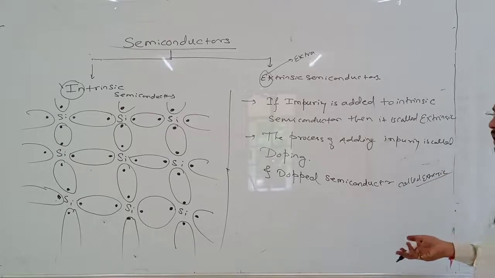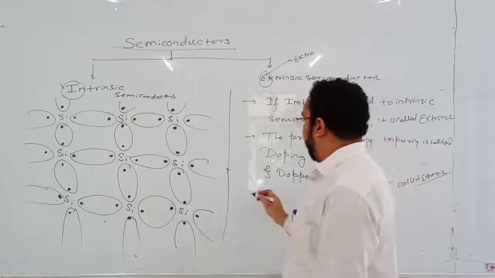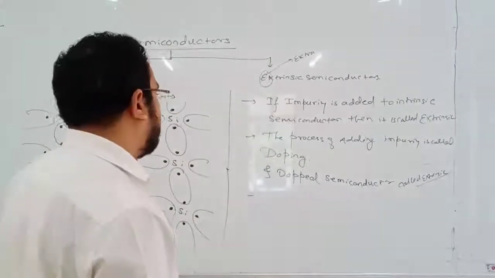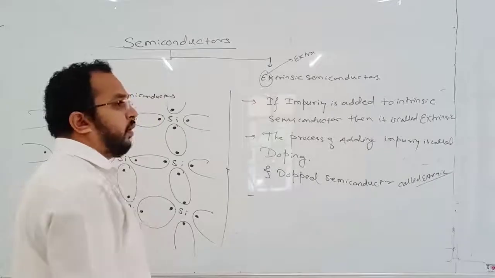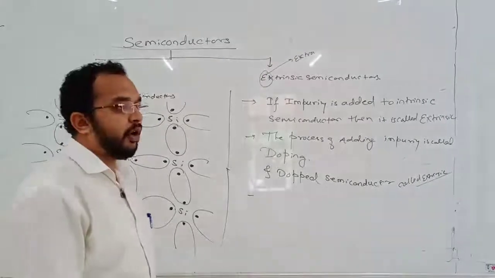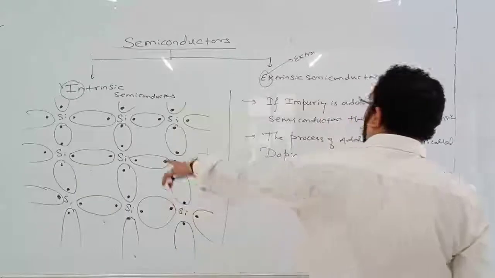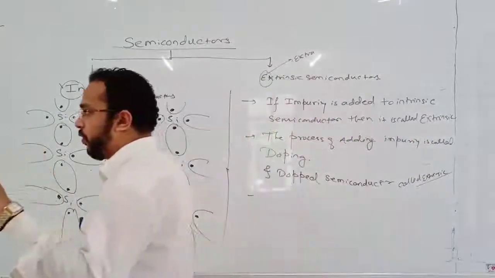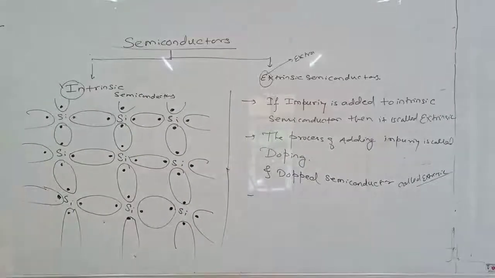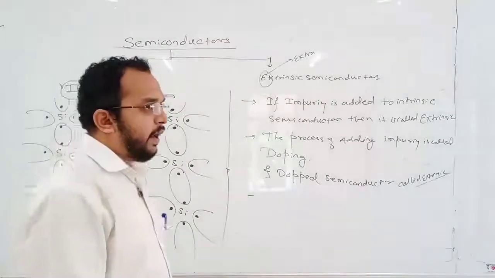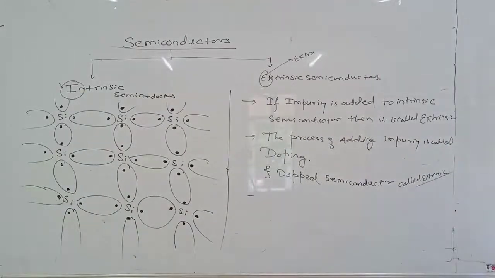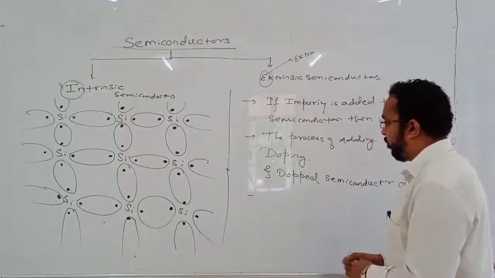Doped means impurity added. Now these impurities are of two types: tetravalent impurity and trivalent impurity and pentavalent impurity. Silicon and germanium are tetravalent. Tetravalent means valency 4. So if we add trivalent and pentavalent impurity, then the semiconductor becomes extrinsic. So there are two types of impurities.